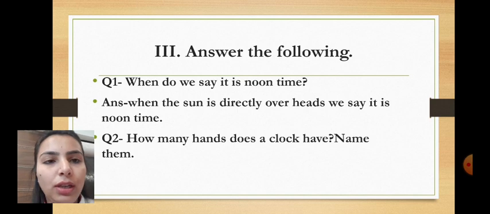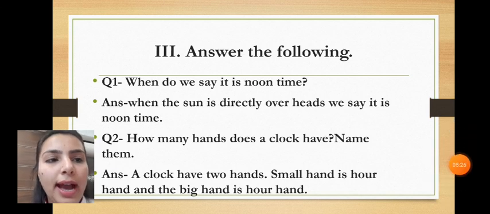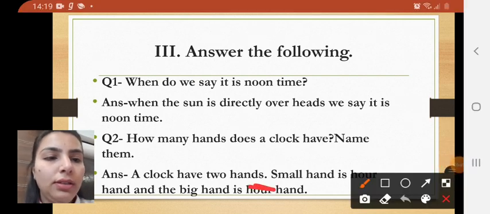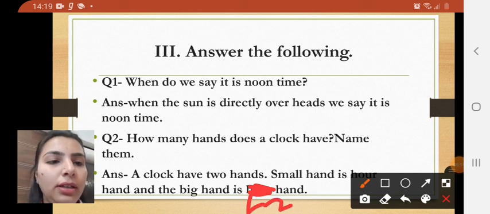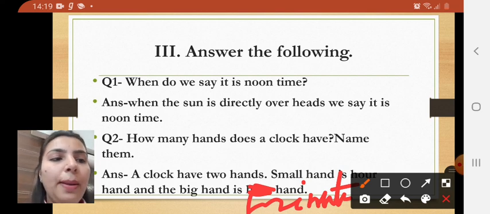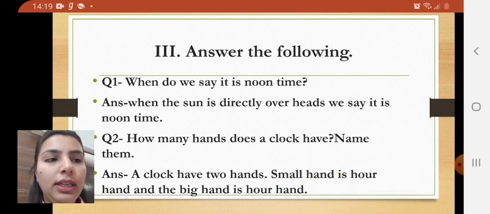See the second question. How many hands does a clock have? Name them. A clock has two hands. Small hand is hour hand and the big hand is minute hand. M-I-N-U-T-E, minute hand. Big hand is minute hand. Okay. Now see the next question.